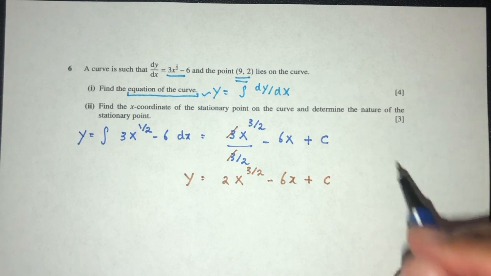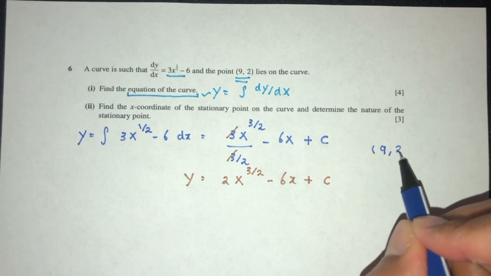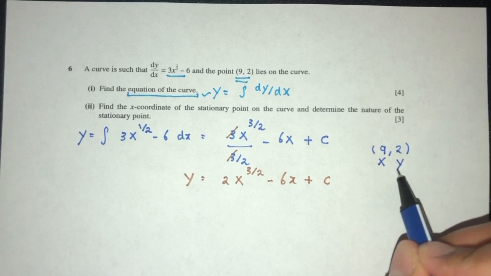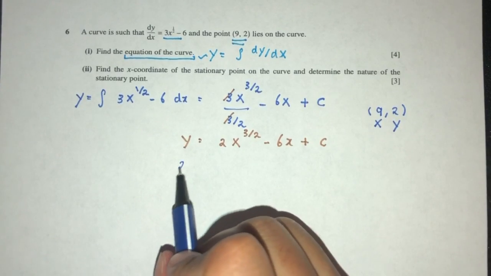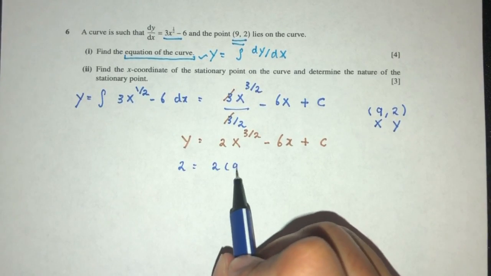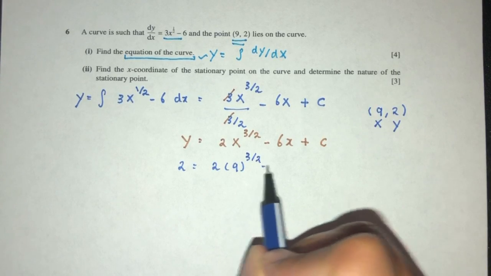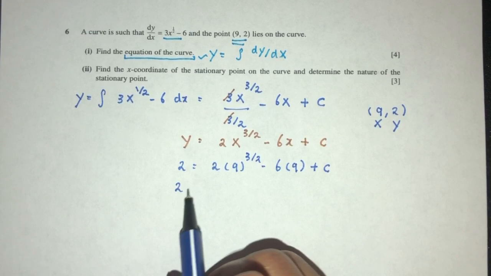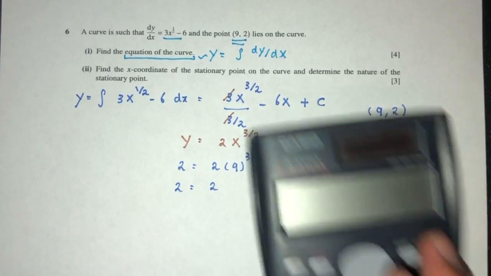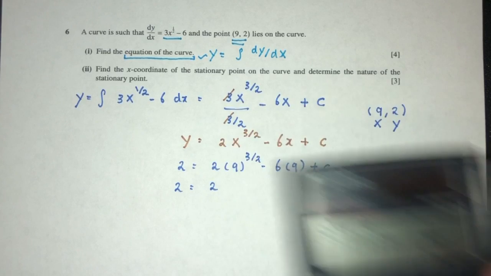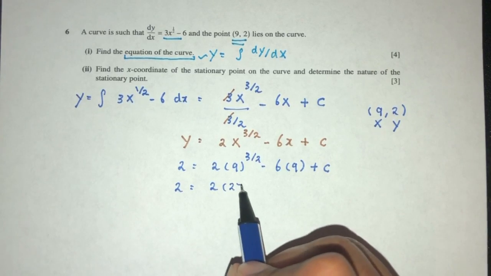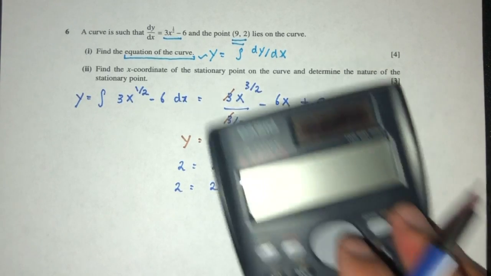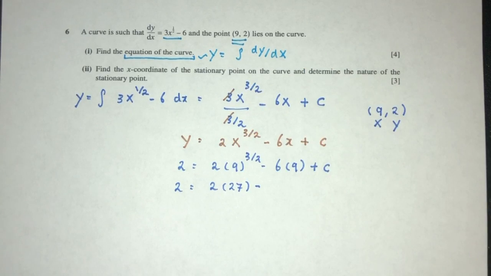So finally we have the point 9, 2. That is x and y. We place back in the equation. That will be 2 here. x is 9, 3 over 2 minus 6 times 9 plus c. 2 times what? 9 power 1.5 should be 27, minus 6 times 9, that should be 54, right?